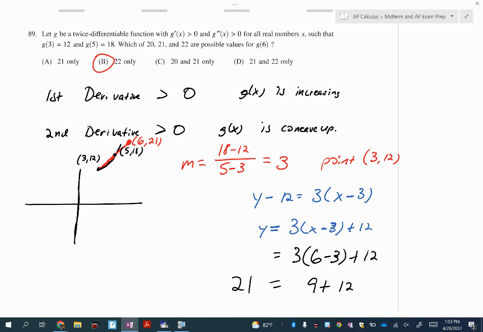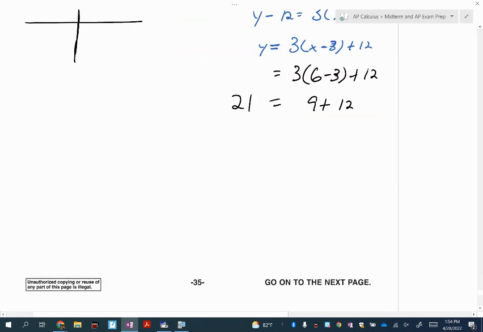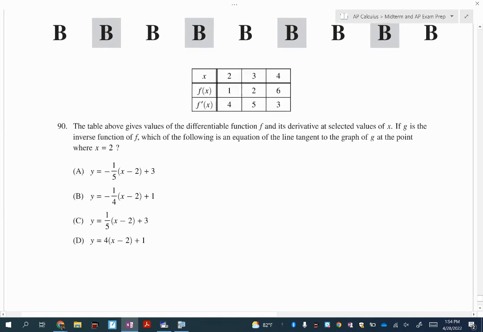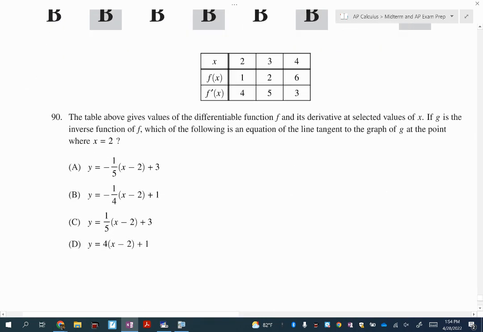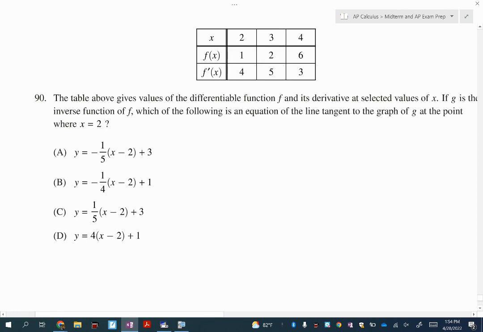We made it, guys. Our last one. Yay. All right, the last one.